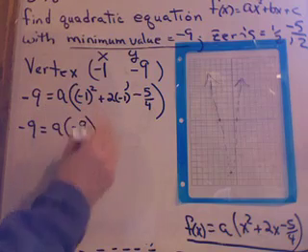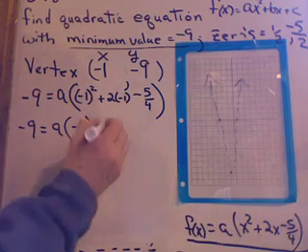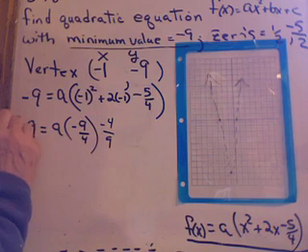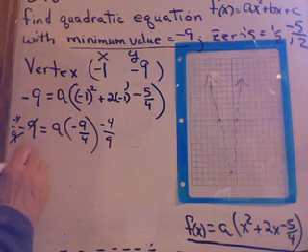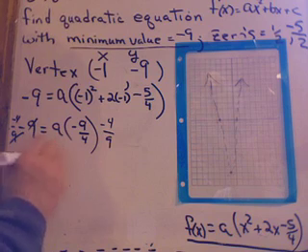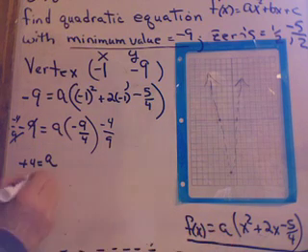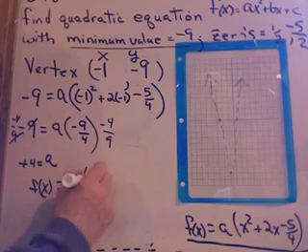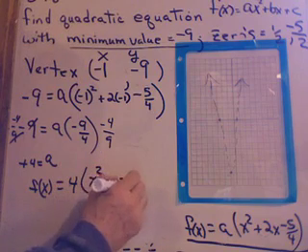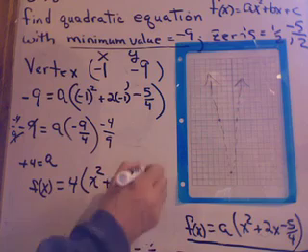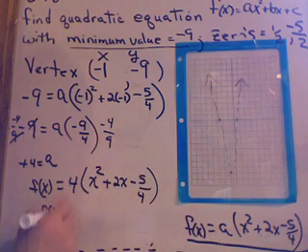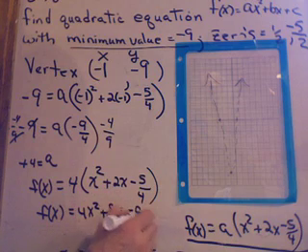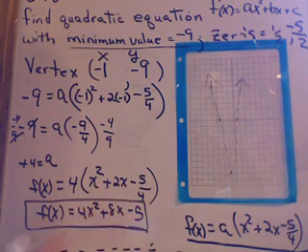You can use your calculator to figure that out. Let's multiply both sides by negative 4 ninths. That gives us 9 canceling out, positive 4 equals a. So I can use that here. So f of x equals 4 times x squared plus 2x minus 5 fourths. That's the equation. Let's simplify it a little bit more. 4x squared plus 8x minus 5. Final answer for the equation.